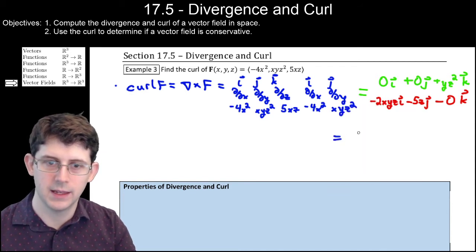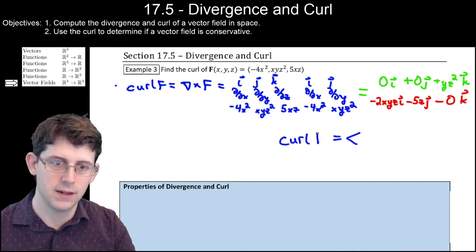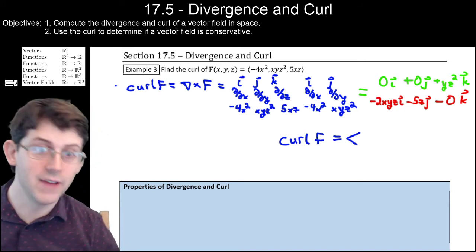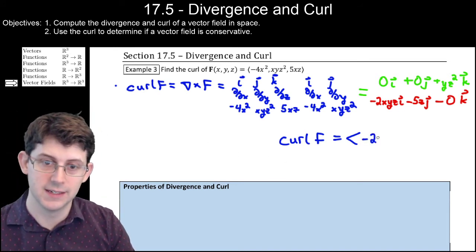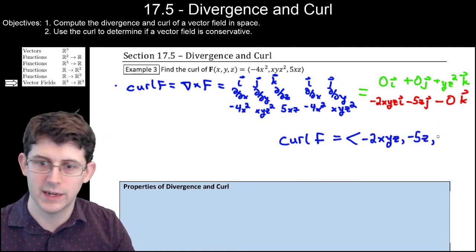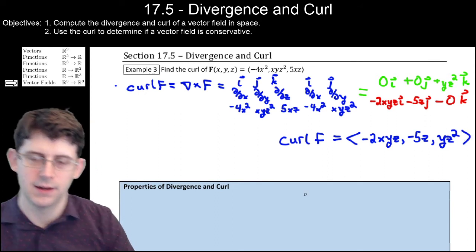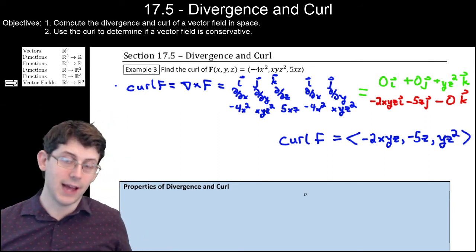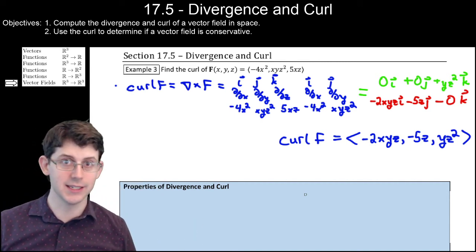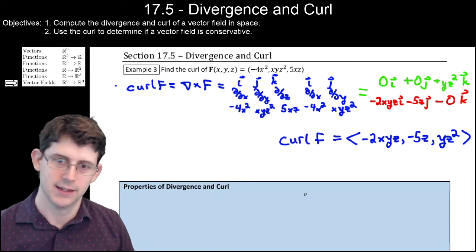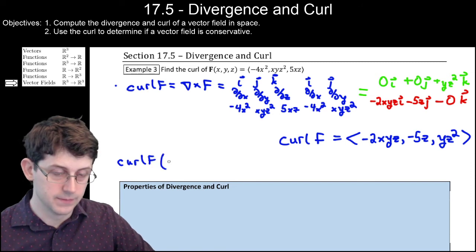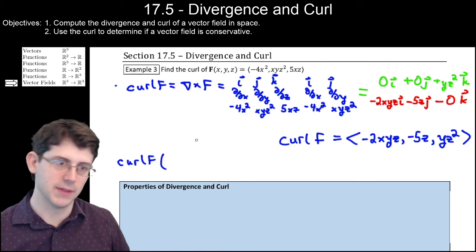Add it all up, and you get curl F. Notice that we're taking the curl of a vector field, and we're ending up with a new vector field. Curl F is minus 2xyz, minus 5z, yz squared. What does this do? It tells you at any point what the rotation is like, how extreme the rotation is, and what the axis of rotation is. So let's just plug in a number. Not a number, a point. So let's pick a point and just see what the vector field does.